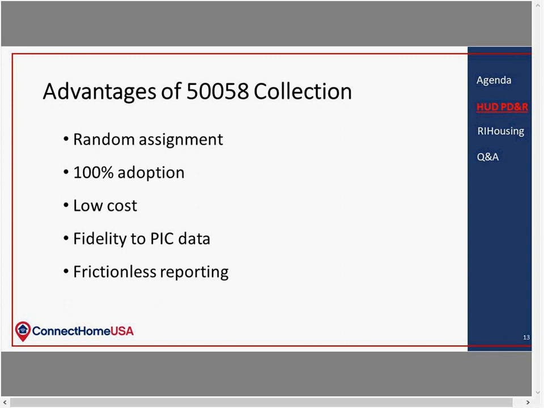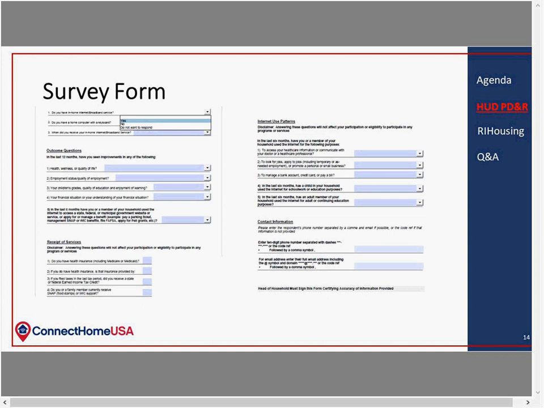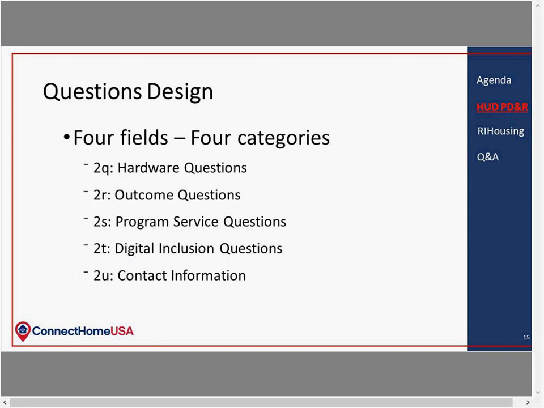So, I'm sure you're familiar with the form. It looks a little bit like this. I don't think we need to linger too much on it. But we designed questions to fit into each of the fields. 2Q has a hardware and connections question set. 2R are the outcomes questions. 2S are program service questions. 2T is digital inclusion, and 2U is contact information.